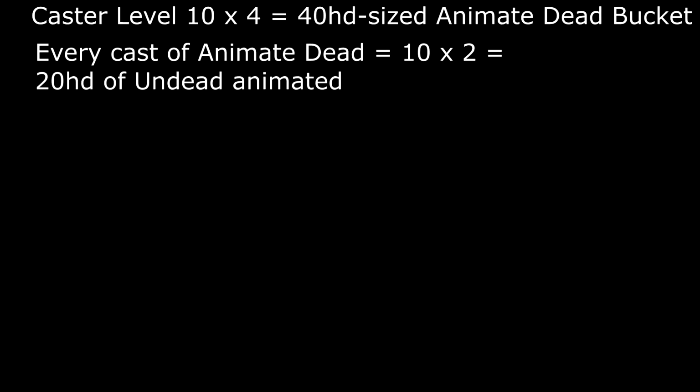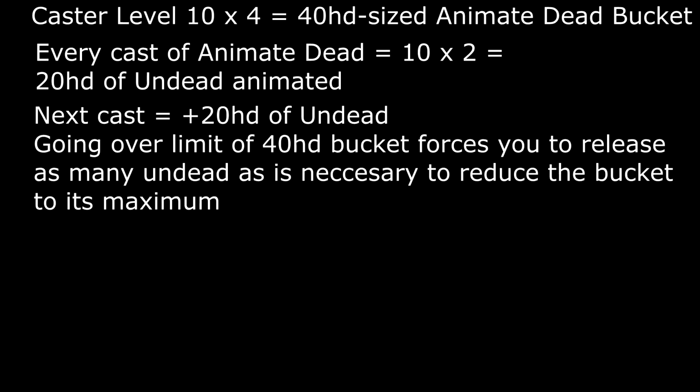If you cast Animate Dead again to animate another 20 hit dice worth of undead, you now have 40 hit dice of undead in your Animate Dead bucket. If you cast it again, raising another 20 hit dice worth of undead, you now have 60 hit dice worth of undead in your Animate Dead bucket, and you have to let 20 hit dice worth of undead go free in order to meet your bucket limit again. This is not optional, but you can pick and choose which undead to release if you animated too many.